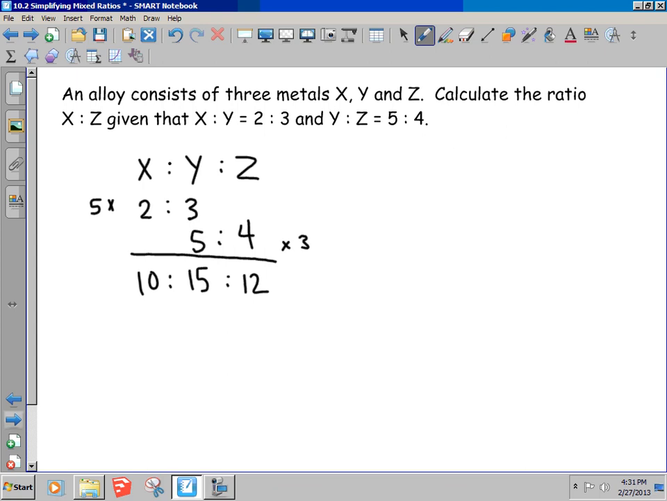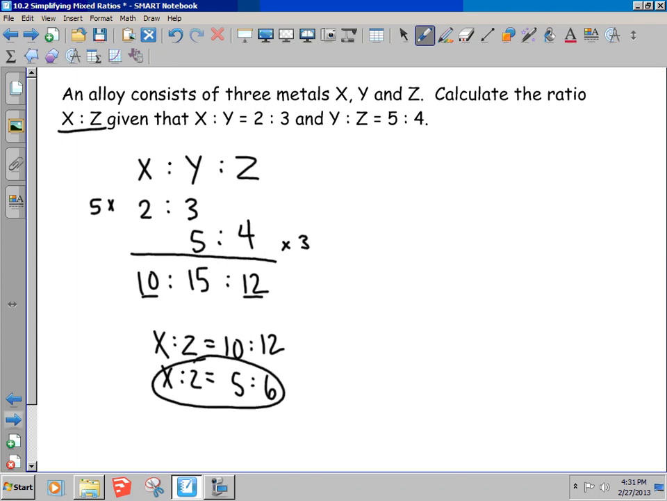The problem's just asking for the ratio of X to Z though. So the ratio of X to Z equals 10 to 12. But be careful, because what do you notice about that ratio? Right, it can be simplified to 5 to 6. So the ratio of X to Z is 5 to 6. Same idea, just put into a story problem.